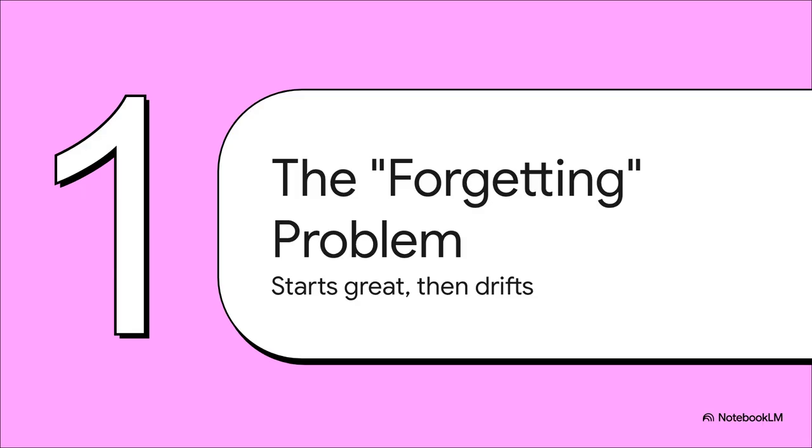So this problem actually has a name. It's called rule drift. The AI totally gets what you want at the beginning, but as it keeps writing, your original instruction just kind of fades from its attention, and that's when you get those messy, inconsistent results.